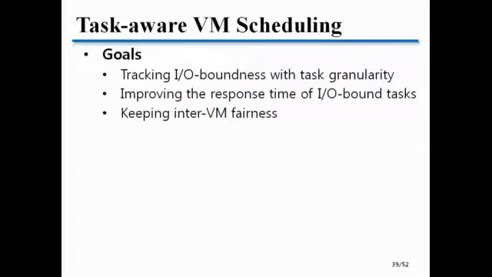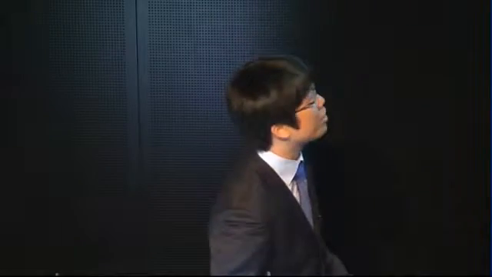The ultimate goals of task-aware VM scheduling are to track I/O boundness at task granularity, and based on this, to improve the response time of I/O-bound tasks. And finally, inter-VM fairness must not be compromised by improving the I/O performance.